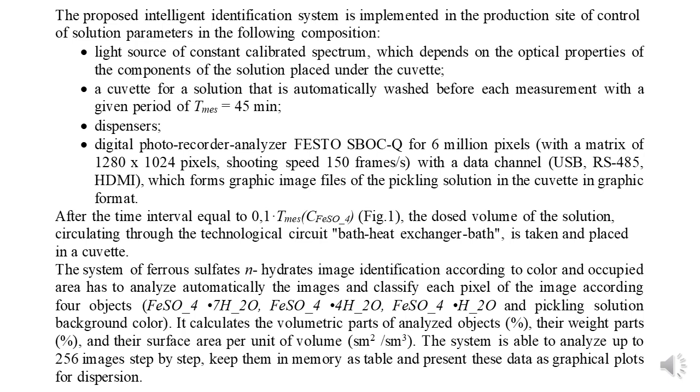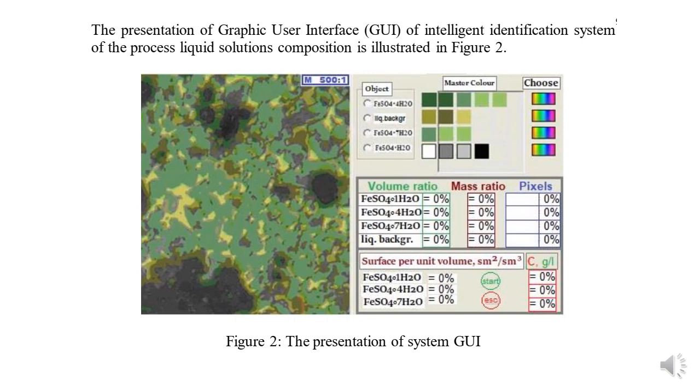The system is able to analyze up to 156 images step by step, keep them in memory as a table, and present the data as graphical plots for dispersion. The representation of the system structure is illustrated in Figure 2.